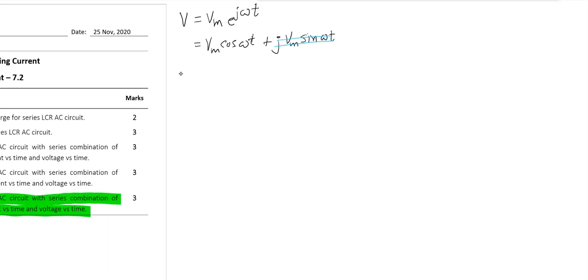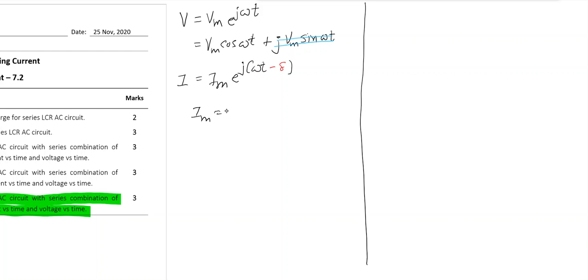Similarly, current can also be written as I is equal to Im e raised to j omega t minus delta. There is a phase difference between voltage and current. Delta is the phase, and who determines delta? Impedance. What we need to remember here is what Im is. Im is the maximum voltage Vm by mod Z.